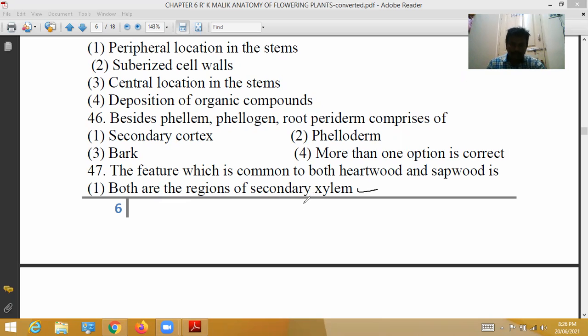What are the aromatic compounds? Already I said twice, it is a kind of substance. Heartwood is completely dead because xylem parenchyma is used up in the formation of tyloses. So both are regions of secondary xylem. 47th question, the correct option is the first option.